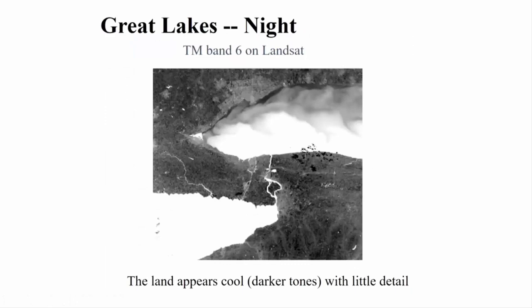Like here, this is the nighttime image of the Great Lakes. So here you can see that the water body is appearing very bright, because it has high thermal inertia, and it can hold the heat for a longer time period, so that water is appearing very bright. And here you can see that even the water channels are also appearing very bright.